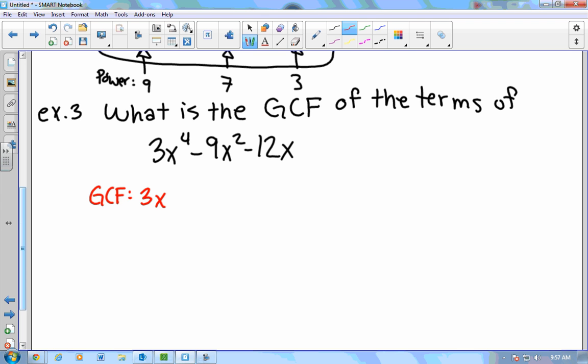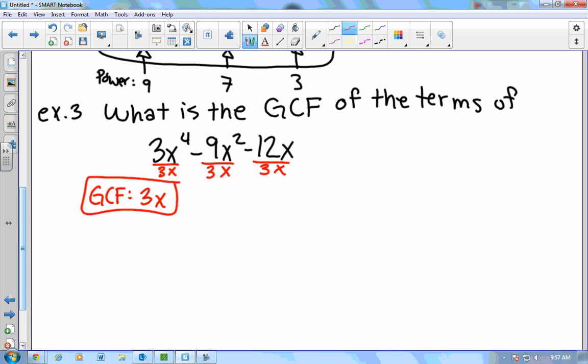Okay, Harland? It's 3x to be multiplied with 3. Is it multiplied? Divided, yep. Because this guy, we can divide out of 3x, right? It has a 3 to give and it has an x to give. This guy, we can divide negative 9 by 3, and we can take off an x. And this guy, we can divide negative 12 by 3, right? And we can take out an x. Okay, so the GCF is 3x.